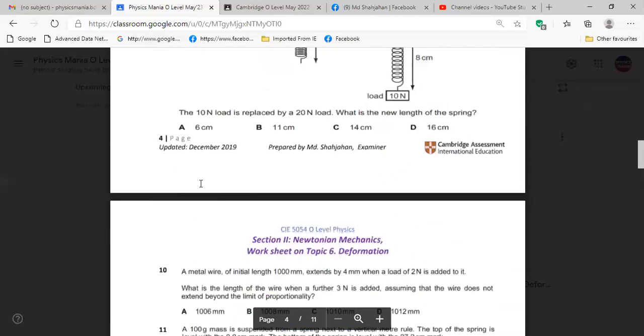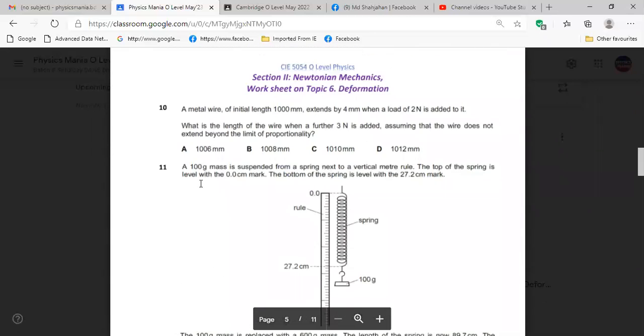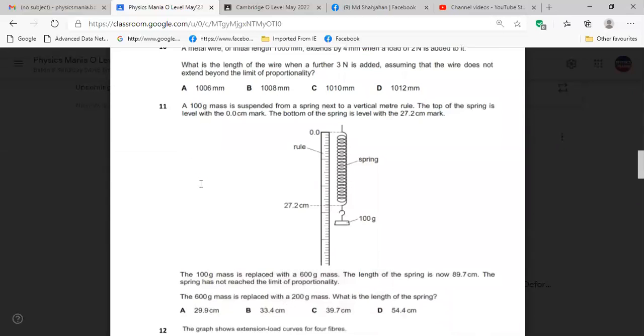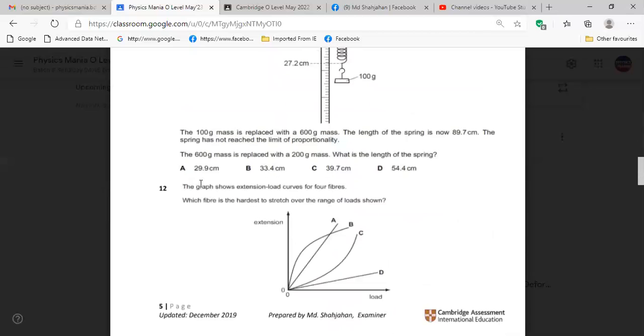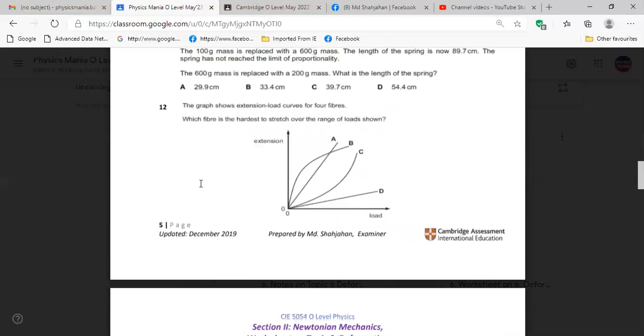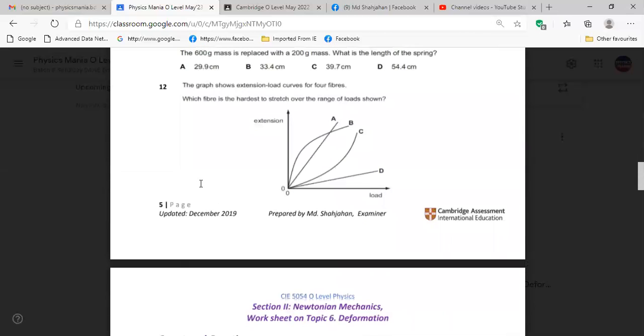Then 8, 9, 10 are your homework. Okay, sir. 11 also. Say about 12. The graph shows extension load curves for four fibers. Which fiber is hardest to stretch over the range of loads shown?